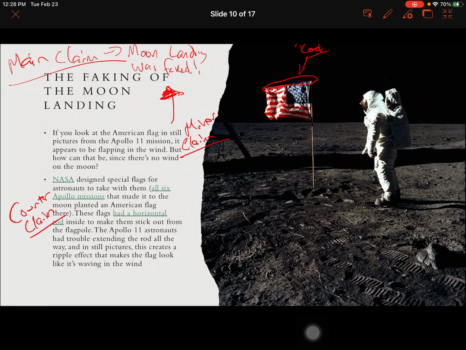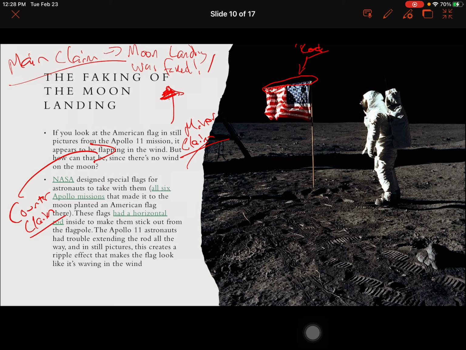Sorry, that doesn't make sense. As a matter of fact, this is our minor claim. Our counterclaim counters this evidence. But if we think about the construction of this argument, we have our main claim that the moon landing was faked, and we have our minor claim that the flag was waving on the moon, so it had to be faked. Now, this is just the way that an argument can be constructed.